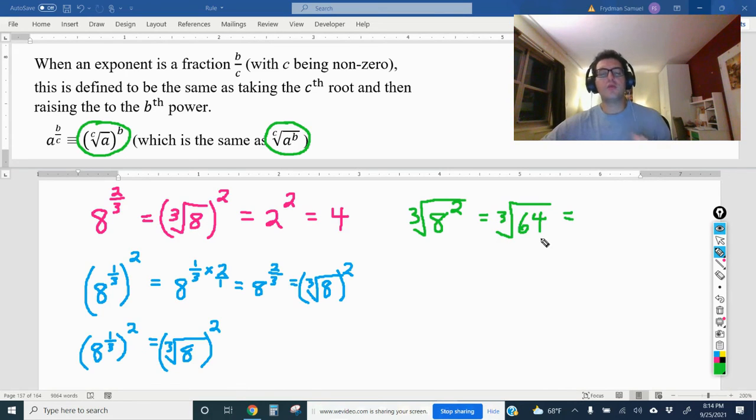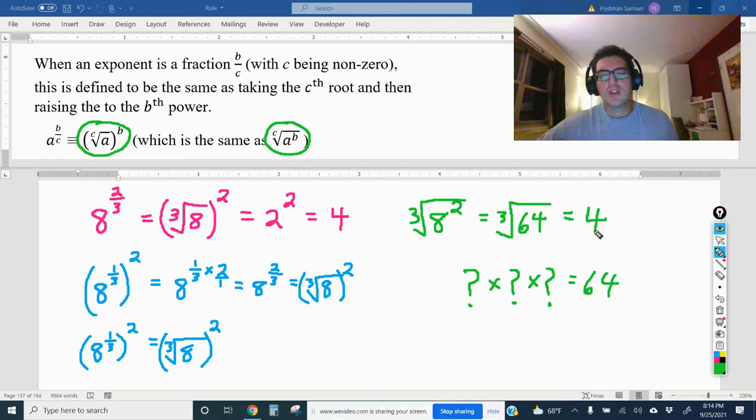And now what is the third root of 64? In other words, what number multiplied with itself so that we have 3 in a row gives us 64? That number is 4. 4 times 4 is 16, and then 16 times another 4 would be 64. So you can see that this and this do evaluate to the same thing.